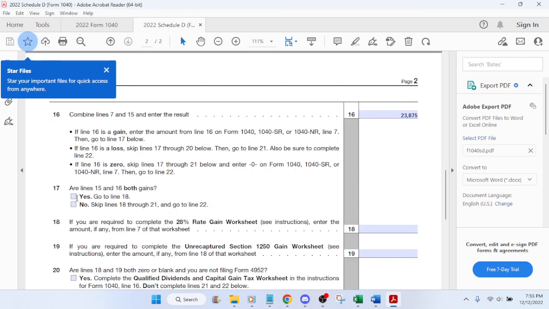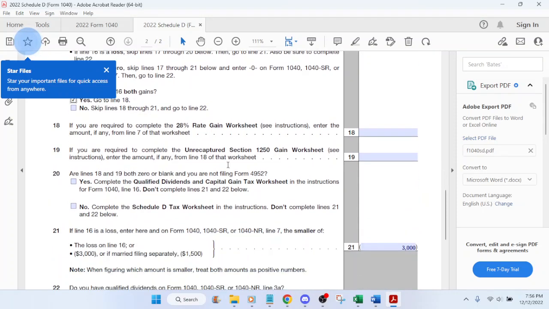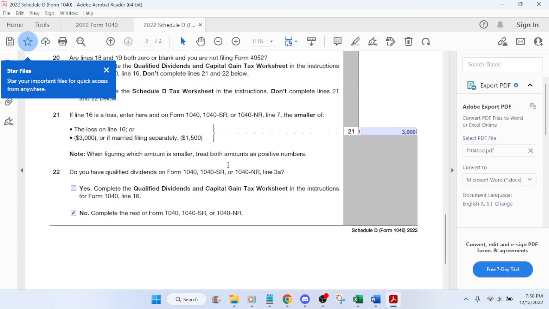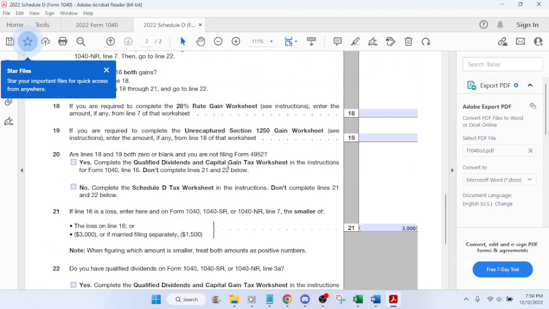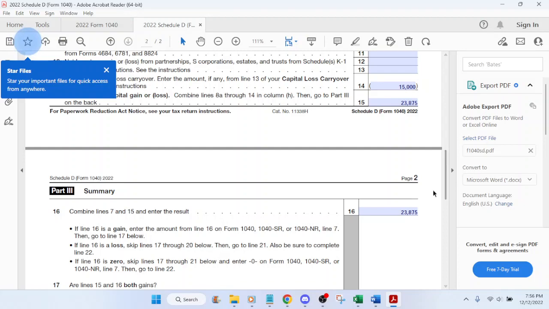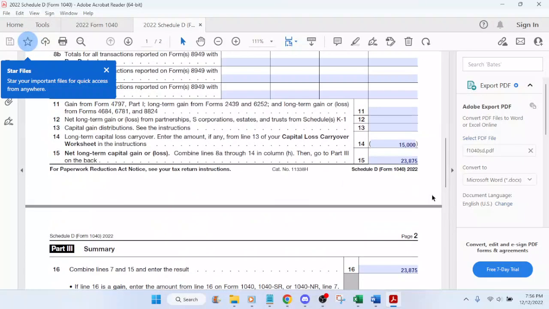They are both gains. Yes, go to line 18. If you're required to complete this, I don't think so. Okay, so I believe now we're good. So it looks like this part, we just delete this. And now we're good. Oops. So I think we've now got the right answer for this sheet.